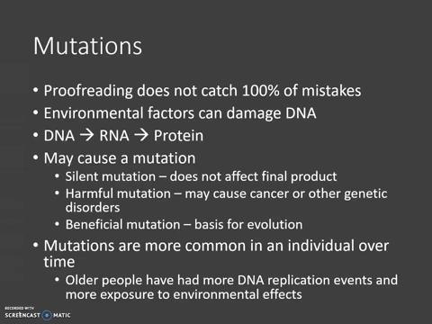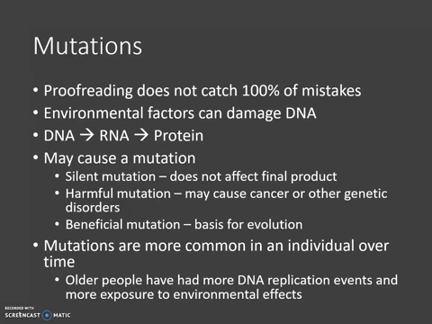Now, mutations are also more common in an individual over time. So older people are more likely to have mutations in their DNA, and it's one reason why older people are more likely to get cancer as well, because cancer is primarily caused by damage to DNA. Imagine how many times your cells have gone through DNA replication. The older you are, the more DNA replication events your body has gone through, and those typos start to add up over time. So it's a cumulative collection of typos in your DNA, which can lead to more harmful mutations along the way.